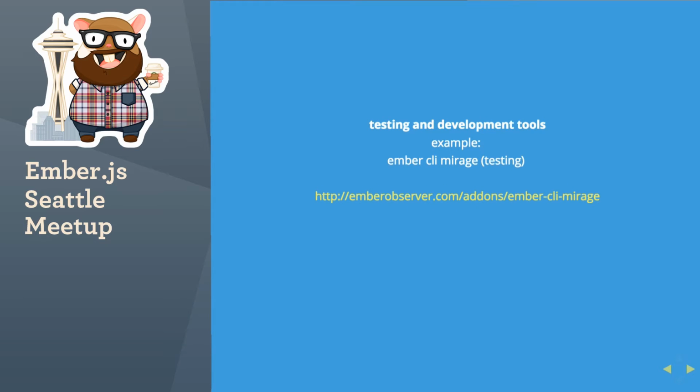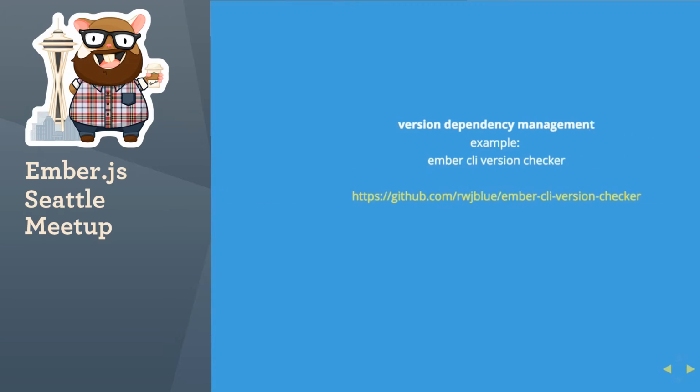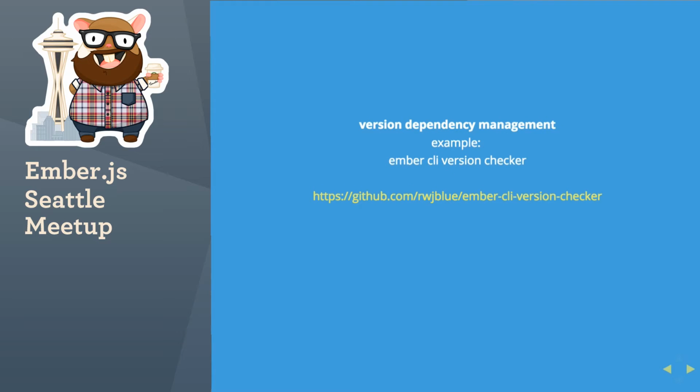Testing and development tools. For example, Ember-Cli Mirage is a pretty advanced tool that lets you stub and mock and do all kinds of fancy things with your test setup and makes it easier to manage testing. So there's an example of an add-on. Version dependency. Ember-Cli, I believe, uses this: Ember-Cli version checker. So you can declare when something meets a certain criteria or certain SemVer requirement.